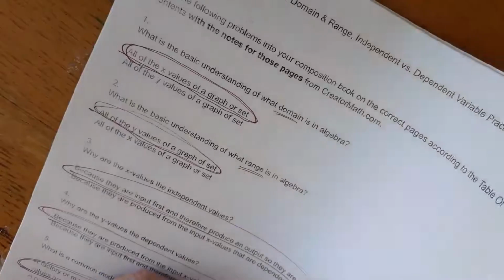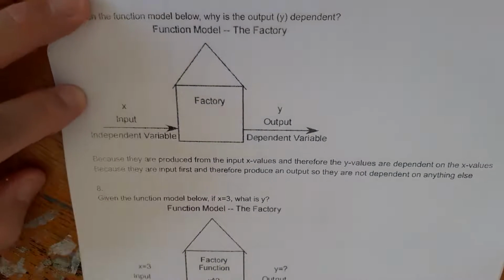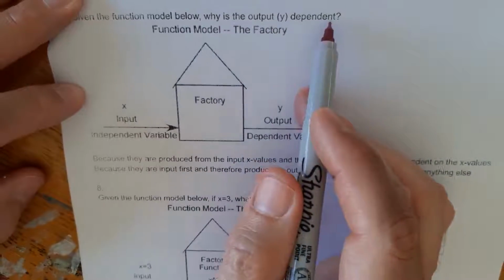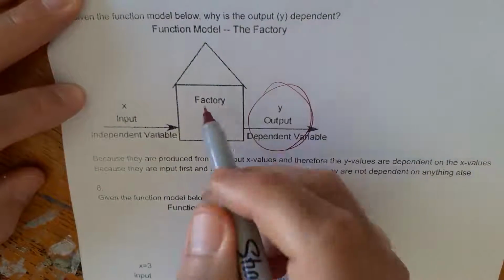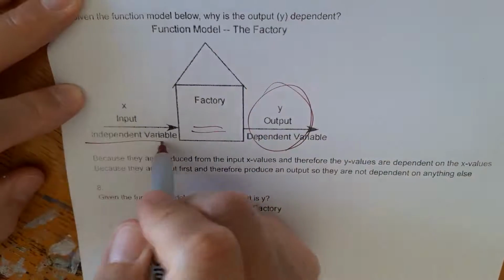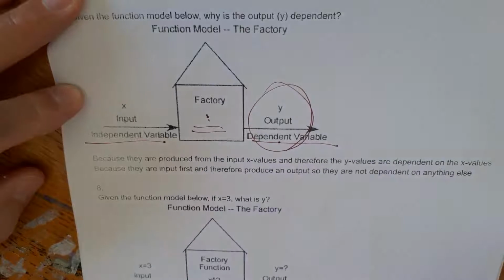Let's look at a few of those and talk about the domain and range for each. But first, back to the factory model of a function. Given a function model below, why is the output y dependent? Because the factory must do some work on it, right? These are independent. Do some work, dependent. They're dependent on what is done to them.